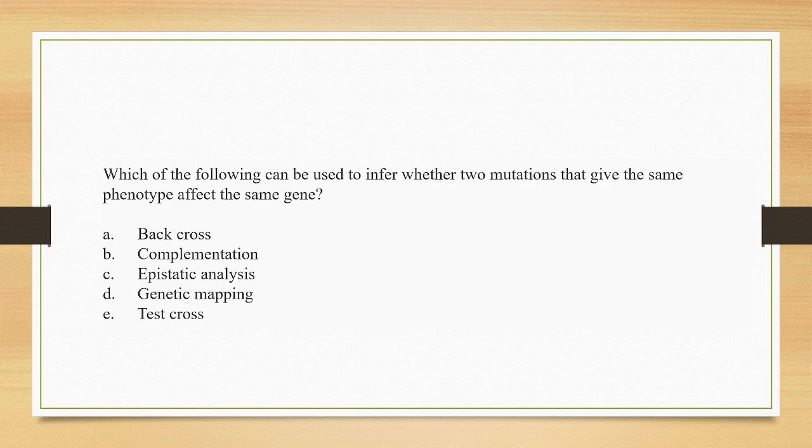I'm again repeating the question because earlier there was a little noise. The question says, which of the following can be used to infer whether two mutations that give the same phenotype affect the same gene? So there are two different mutations, and those mutations are giving the same phenotype. Whether these two mutations affect the same gene or not. Backcross, complementation, epistatic analysis, genetic mapping, and test cross.